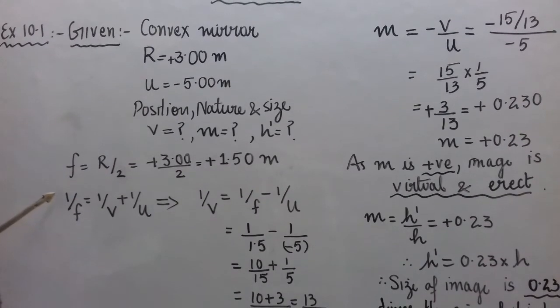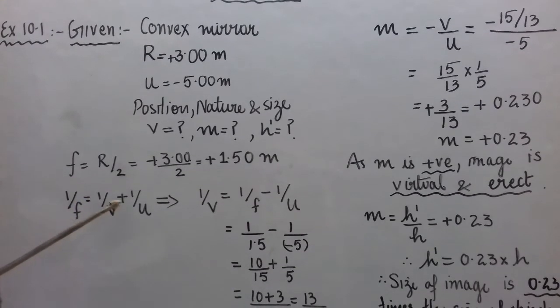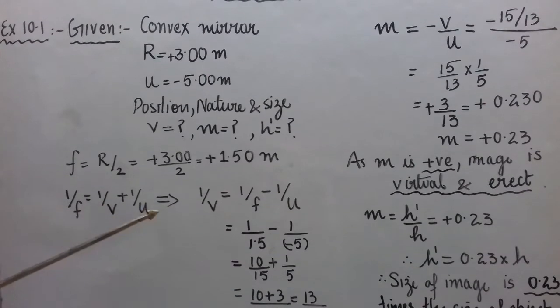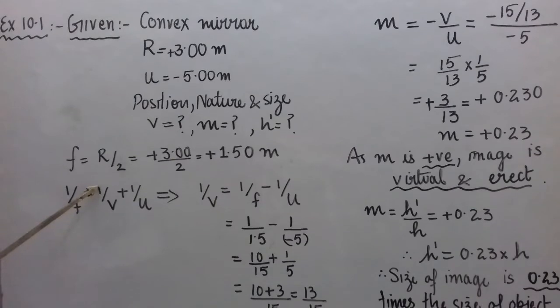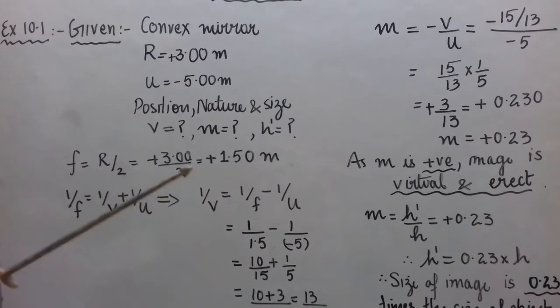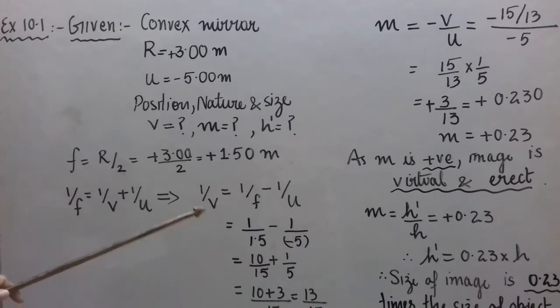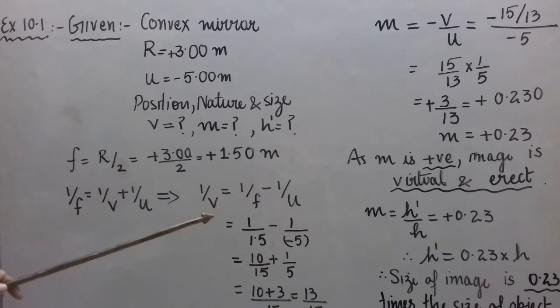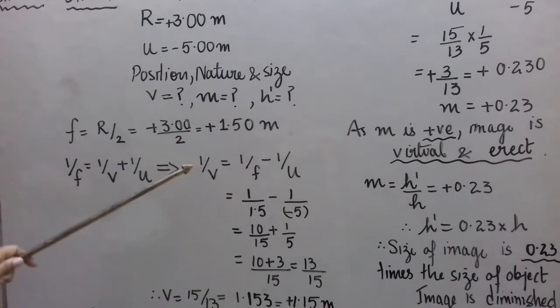So now using the mirror formula, 1 upon F is equal to 1 upon V plus 1 upon U. In mirror formula, we have plus here. So from here, take 1 upon U on the other side, we get 1 upon V is equal to 1 upon F minus 1 upon U. Now put the values of F and U and after simplifying, we will get the answer of 1 upon V as 13 upon 15.